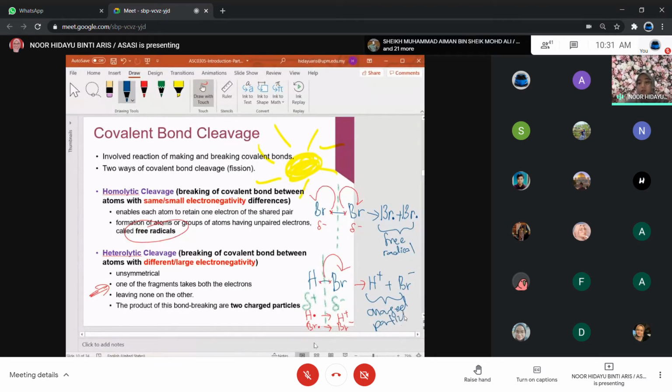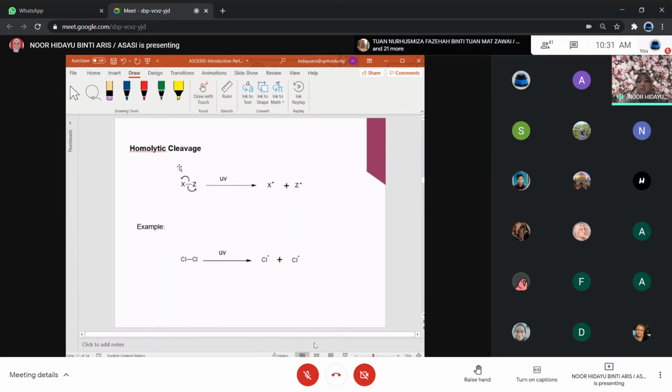Okay, positive is the cation ion and negative will be the anion. Salah charged particle. So that is the difference between homolytic and heterolytic. Okay, kat sini dia perlukan UV, so letak UV atas arrow. Okay, so here homolytic needs UV to break the bonds, then bahagi sama rata elektron tu sebabkan dia punya electronegativity lebih kurang sama ataupun sama. So kita akan form free radical. Free radical tu kita notate dengan dot.